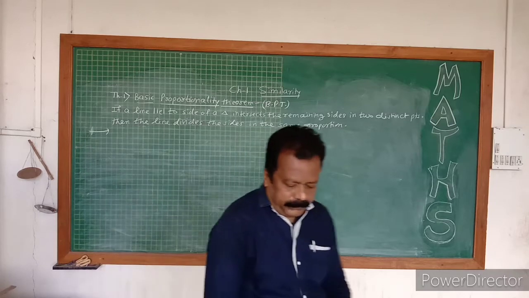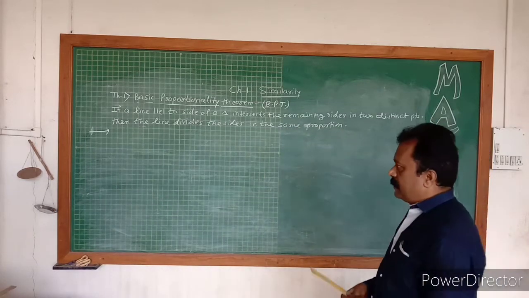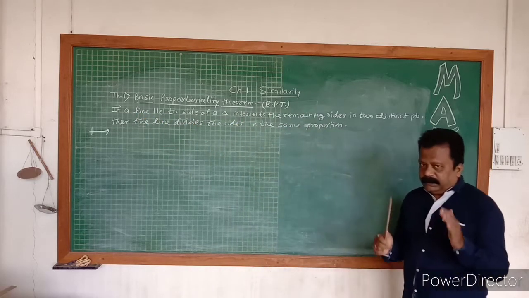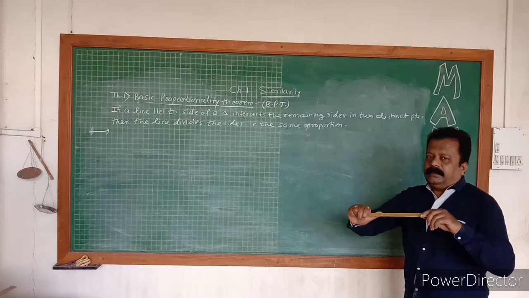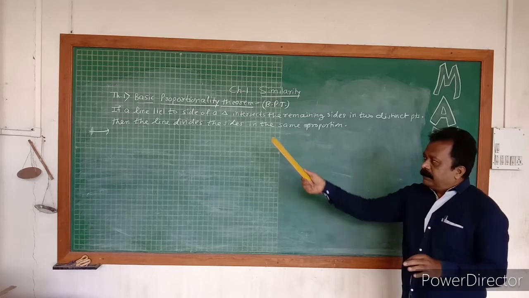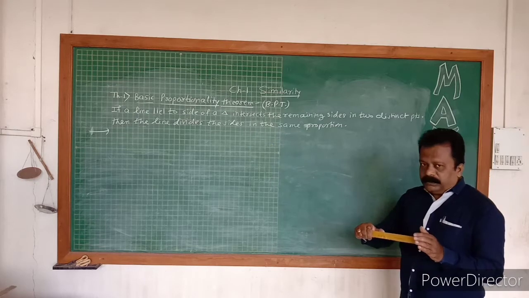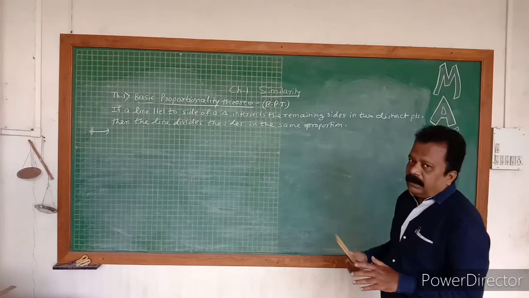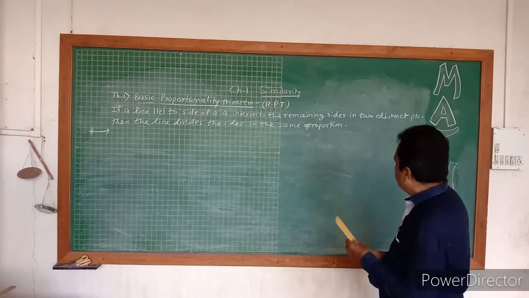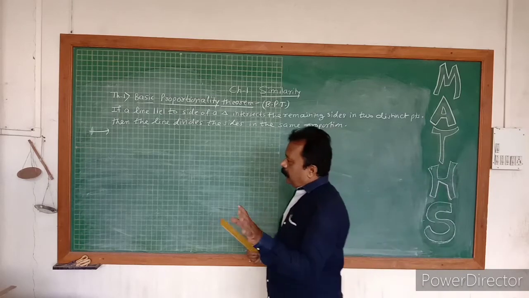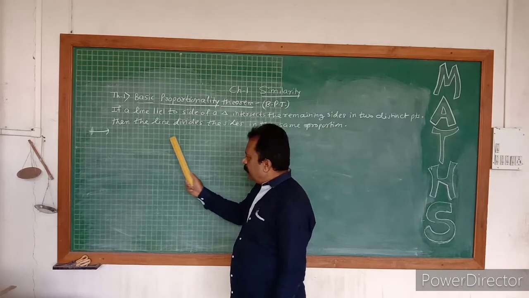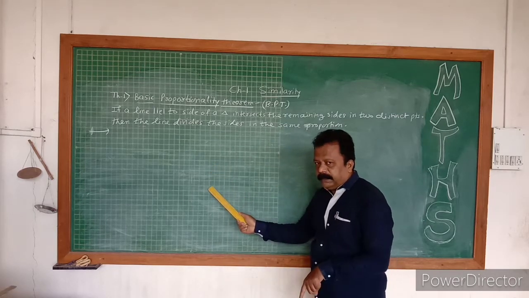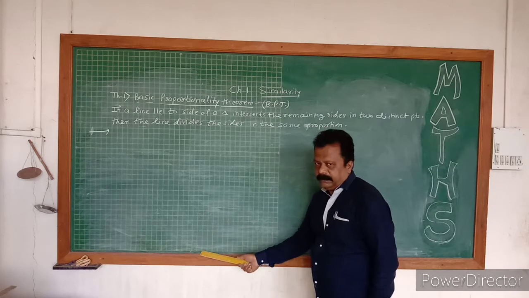Now first of all we have to draw the figure according to the statement. Given: a line parallel to a side of a triangle. A triangle has three sides, so we can show the line parallel to any side of the triangle. So we have to draw a triangle and one line. In your notebook, draw the figure, write given, to prove, construction if any, and write the proof in this sequence.